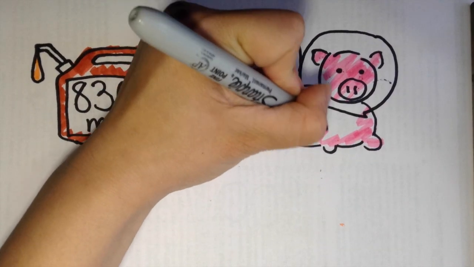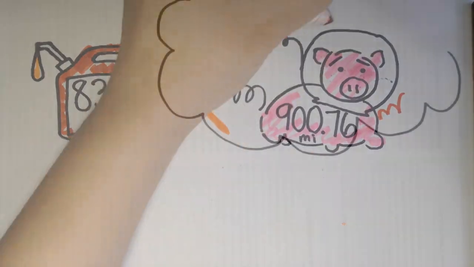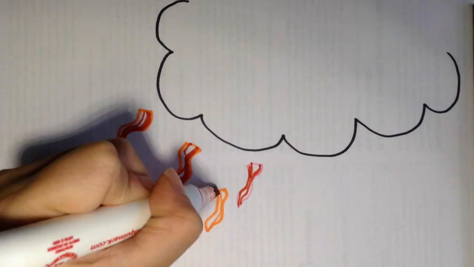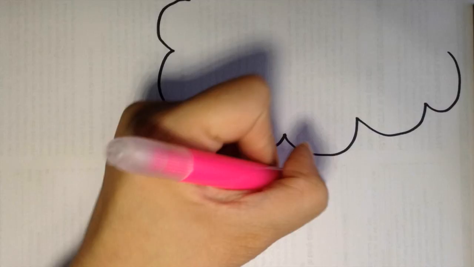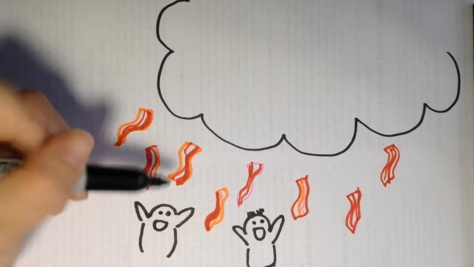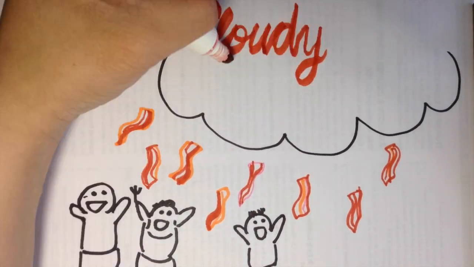But Porky needs to travel 900 miles to get to the space station. Sadly, it's too late to help Porky, and there's nothing left to do but watch him fall. It looks like the people of Earth's weather forecast will be cloudy with a chance of bacon.